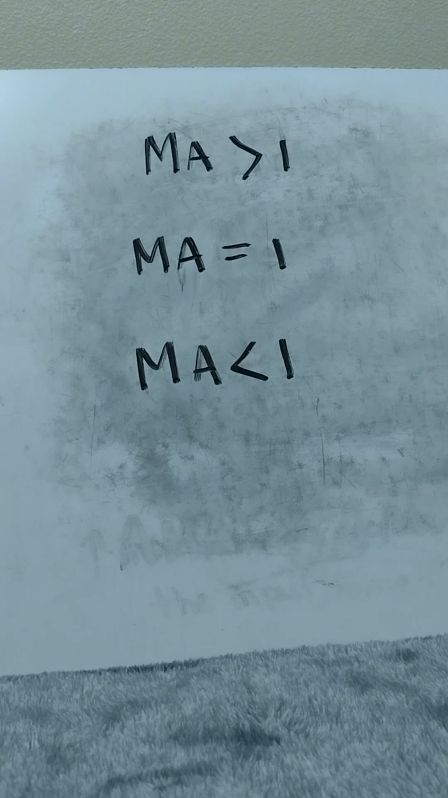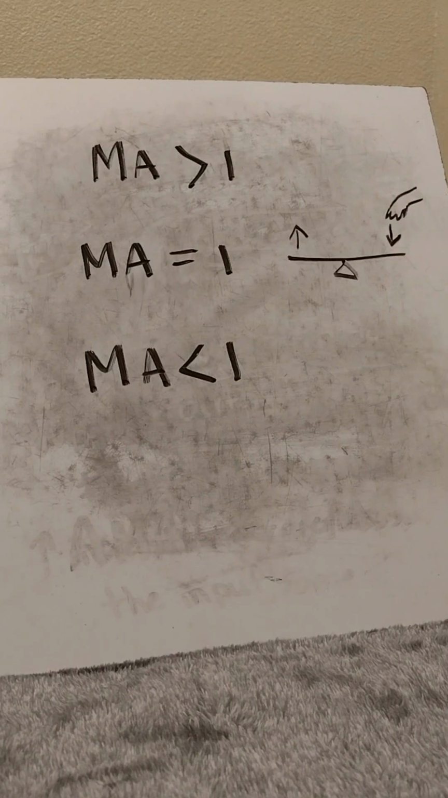What would a machine that has a mechanical advantage equal to 1 be useful for? This could be useful for changing the direction of the applied force. This would be an example of a lever that has a mechanical advantage equal to 1. It's changing the direction. Also, a screw has a mechanical advantage equal to 1.